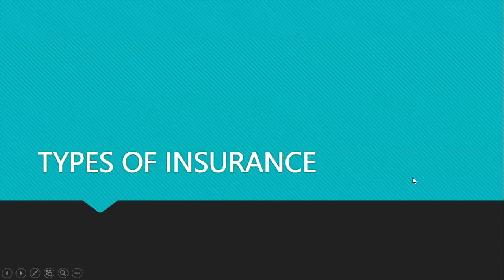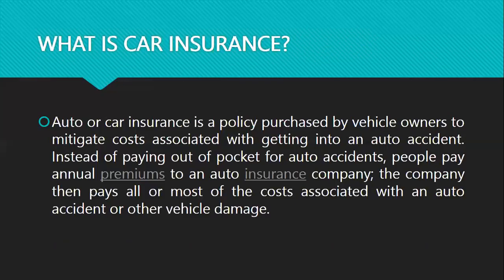So let's continue. We're going to talk about some of the types of insurance that we have seen before. For example, we have the following. What is car insurance? An auto or car insurance is a policy purchased by vehicle owners to mitigate costs associated with getting into an accident. The word mitigate is really important, because it means to reduce, or at least to make less painful, the cost of everything. It doesn't mean to pay for everything, absolutely, but just to reduce the amount of money that the person involved in the accident will pay.